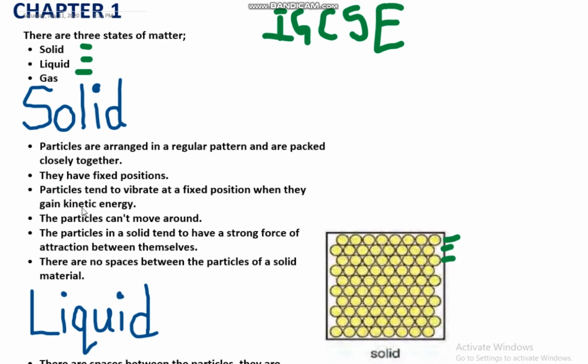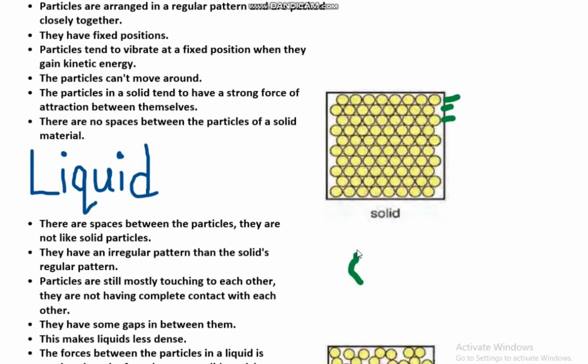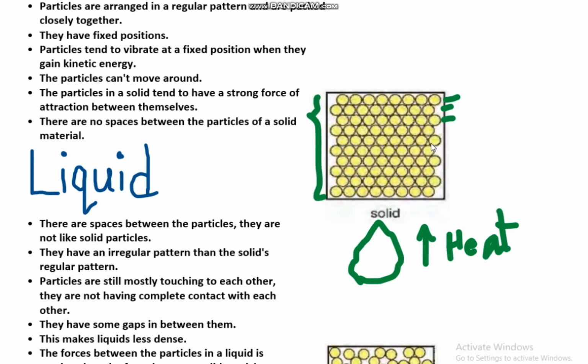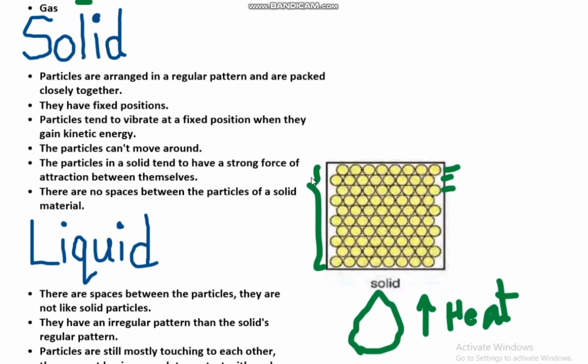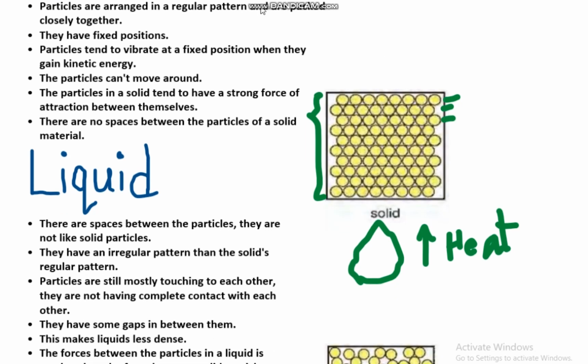And then the particles tend to vibrate at a fixed position when they gain kinetic energy. For example, there is a fire source here providing heat, and this heat causes the particles in a solid to vibrate quickly. They only vibrate because they are tightly packed and at a fixed position. If there were gaps between them, they would be moving around because they have gained kinetic energy, but they don't have space between them, so they do not move here and there.